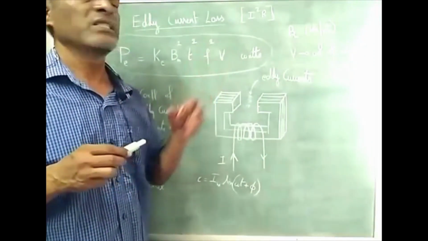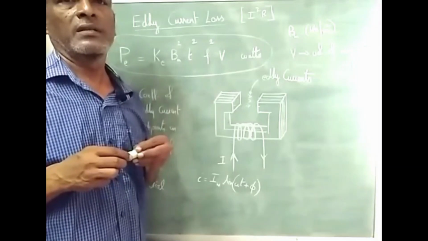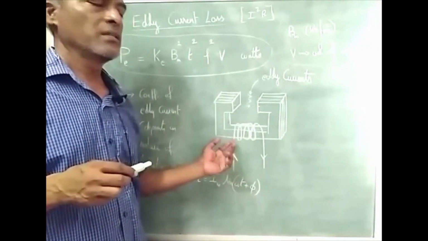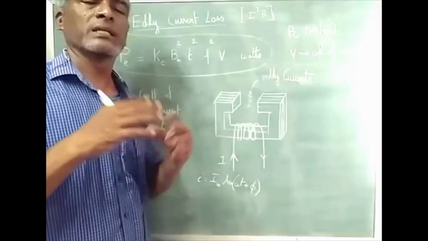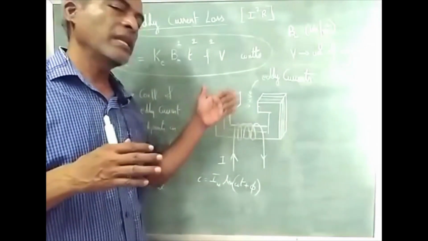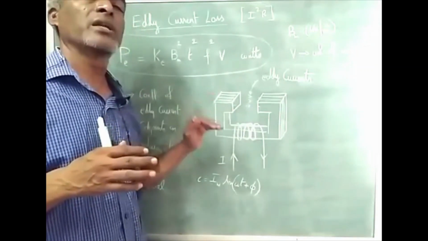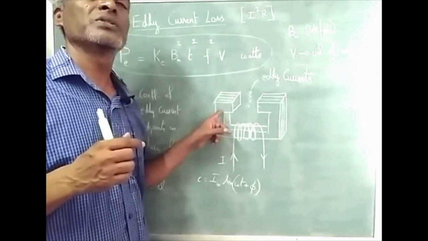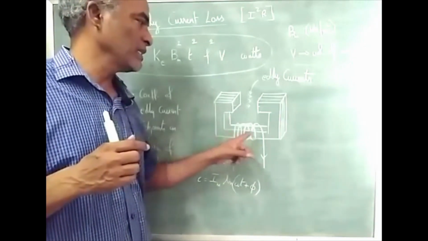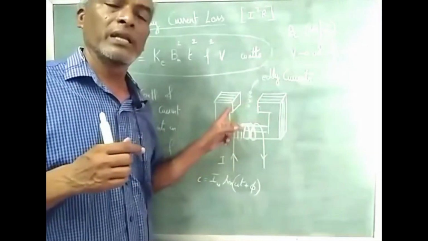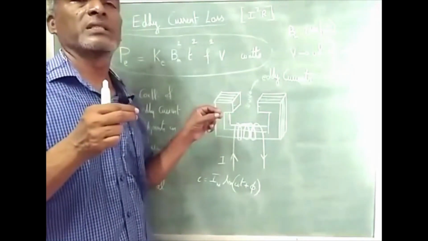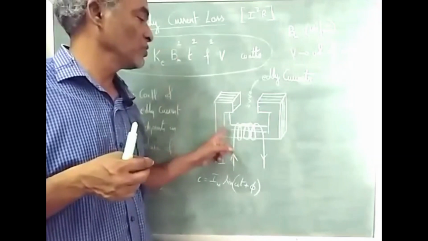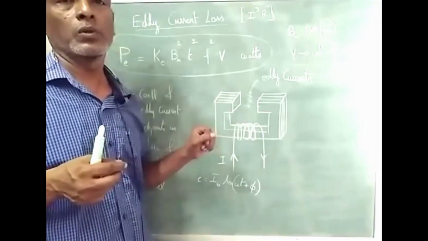Generally it is called I square R loss. We are giving a current, that current goes through the coil and sets up the magnetic field. The alternating magnetic flux strikes the magnetic core and an EMF is induced in the magnetic material. The magnetic material has a resistance, and because of that, an electric current flows. Of course, it flows through the sheet and through the air gap, both.